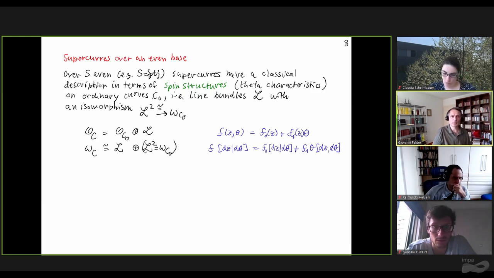So you can be more explicit if you are over an even base. You remember we have a family over some base. So if the base is even, so you don't have odd parameters, for instance, if you're just a point, you have a single curve, then you can describe your supercurve completely in terms of classical geometry, namely in terms of spin structures, or some people call them theta characteristics. It's a very classical story on an ordinary curve. So what is a spin structure?